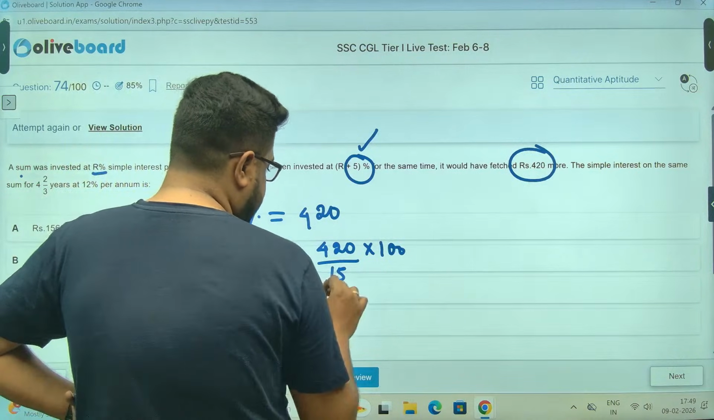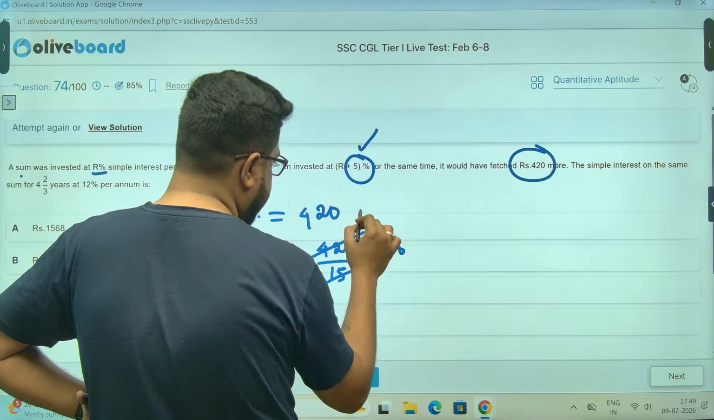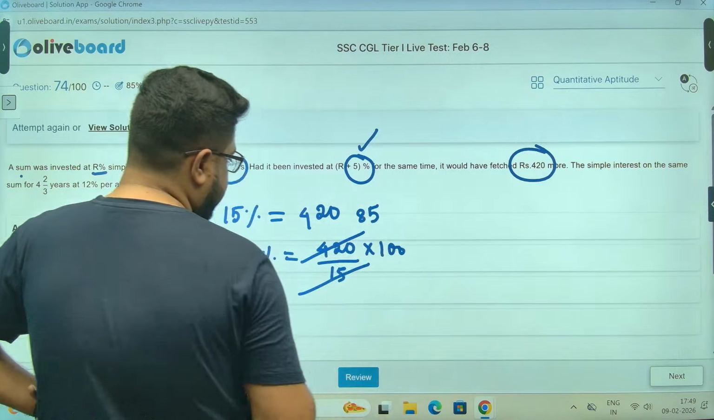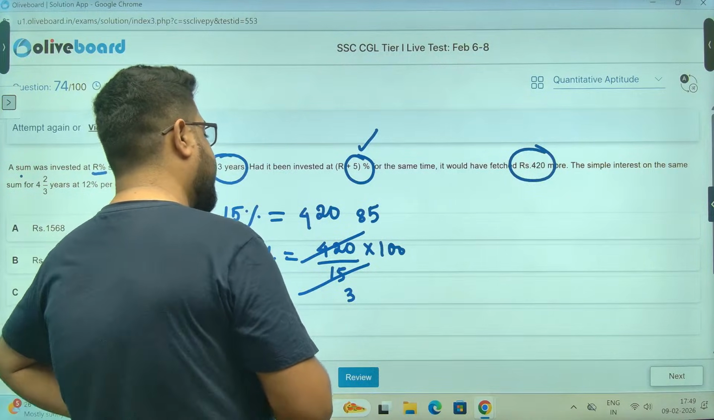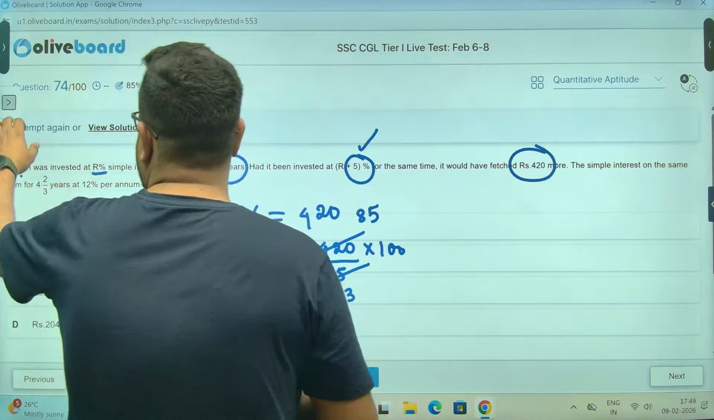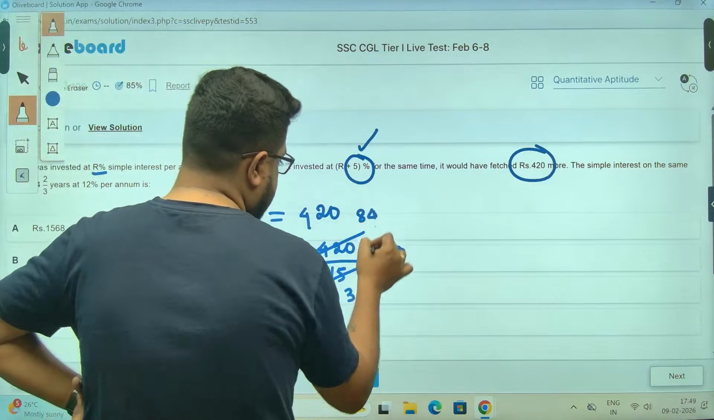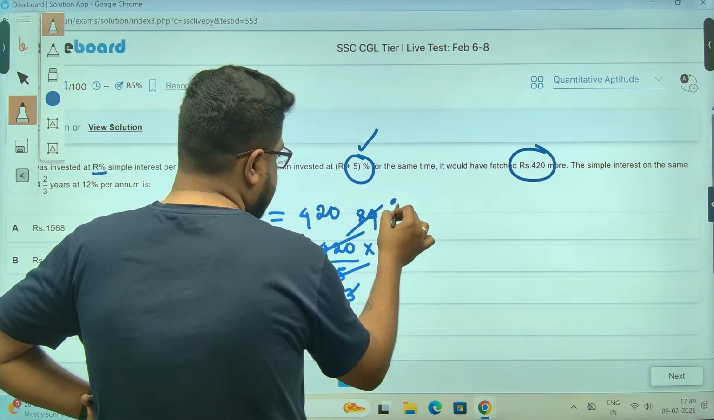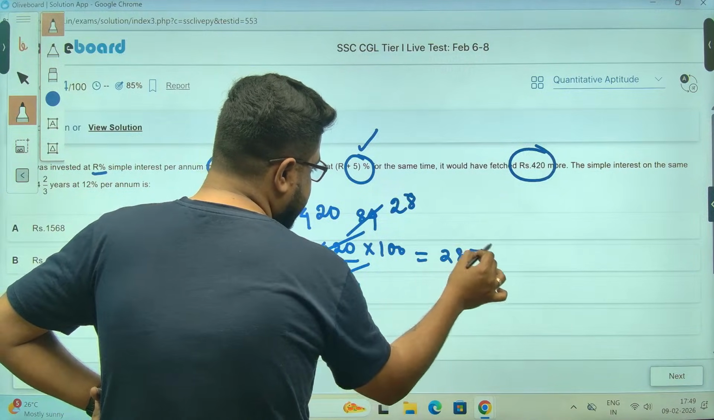Sir, 15 will not cancel directly. 5, 3, 3, 3. 3 2s are 6, 3 8s are 24. So 2,800 rupees. This is the principal, sir.